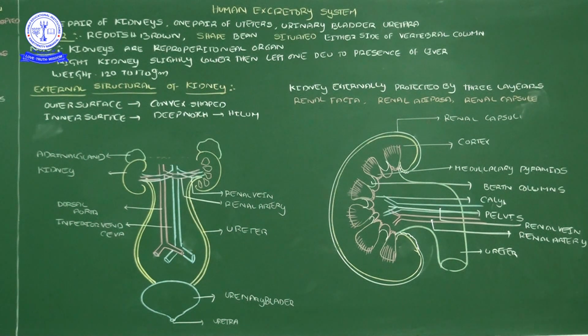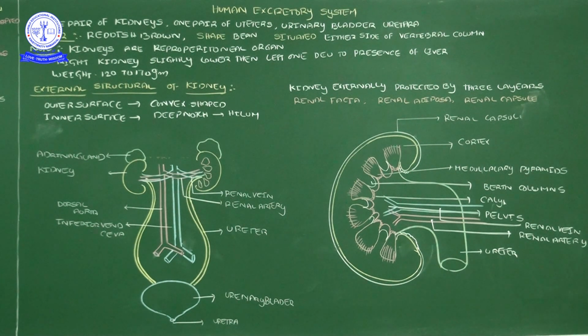Because of the presence of the liver, the position of the right kidney is somewhat lower. The left kidney, as usual, is located somewhat higher than the right kidney. If you calculate the weight of each kidney, one kidney weighs approximately 120 to 170 grams.